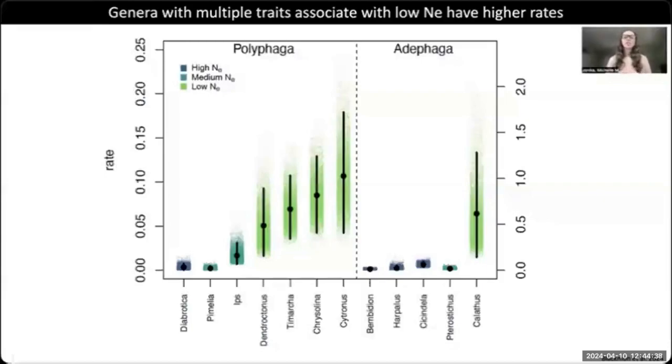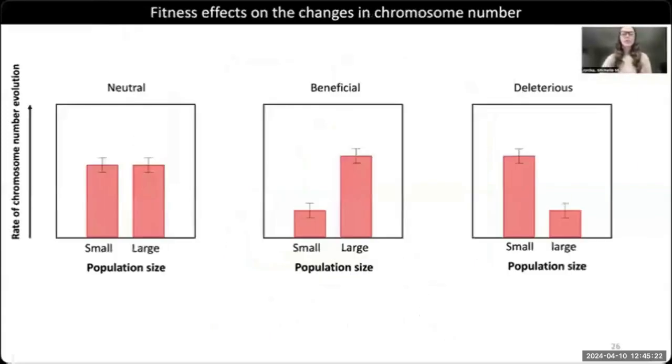And in Polyphaga, which is the group located on the left of this plot, the mean rate of fusions in the low effective population size clades ranges from 0.05 to 0.11. In contrast, the medium and high effective population size clades' mean rates were all below 0.025. And then in Adephaga, which is pictured on the right of this plot, only one clade is classified as low effective population size, Calathus. However, Calathus exhibits strikingly high rates compared to the other four clades. All rates for Calathus were more than 10 times higher than the average of the other Adephaga clades that had medium and high effective population sizes.